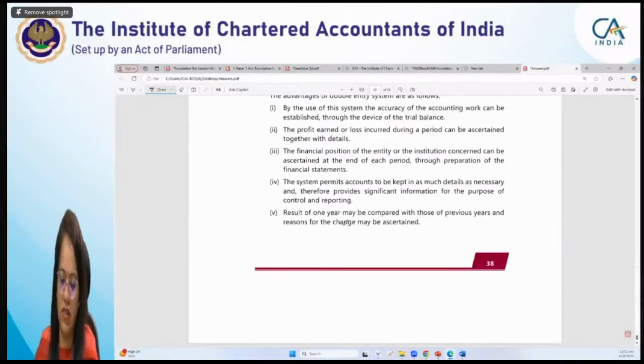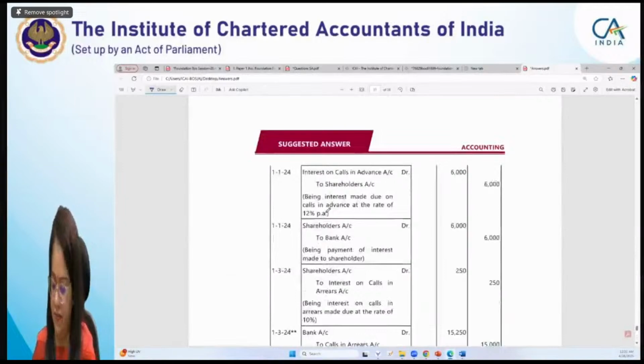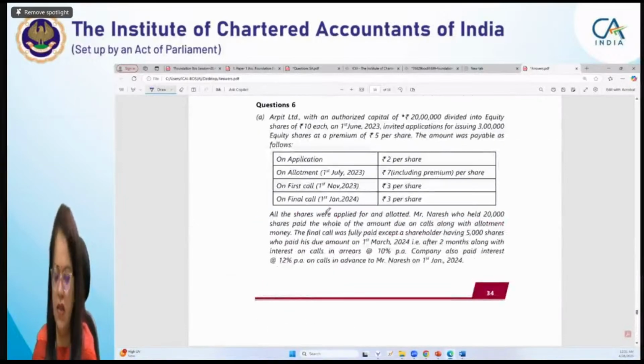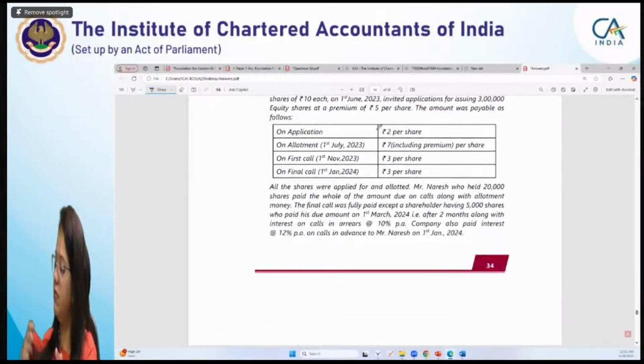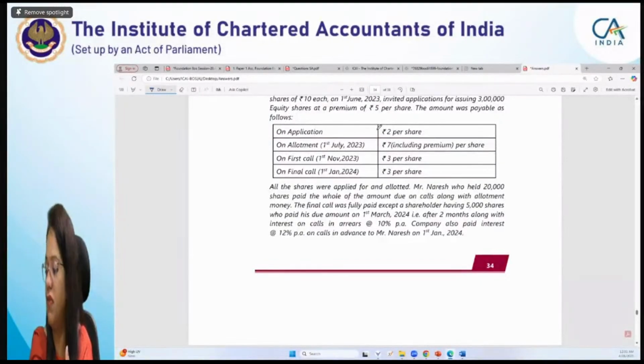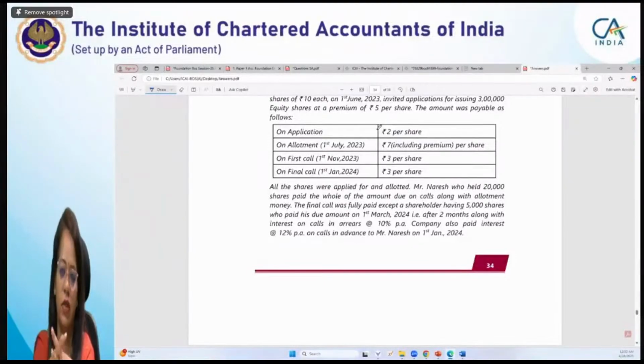I would like to discuss with you question number 6. Usually question number 6 comes from the company accounts. A very easy, simple question. The question usually comes from calls in arrears or calls in advance. Question will come for the pro rata allotment, or either the question will come from the forfeiture and reissue of shares. So every time usually we see the pattern that the question comes from there only. So please practice these points very carefully.